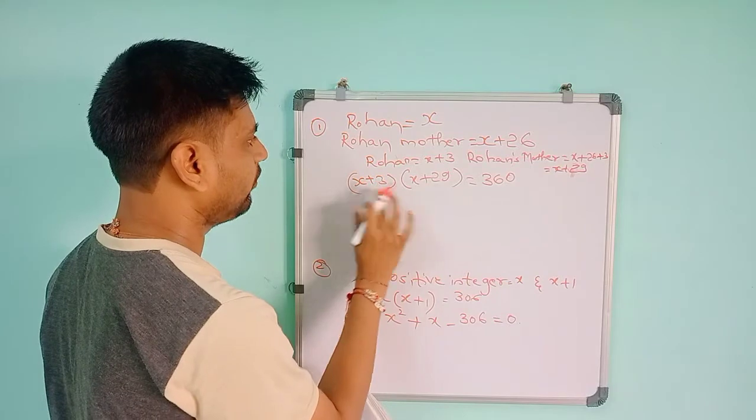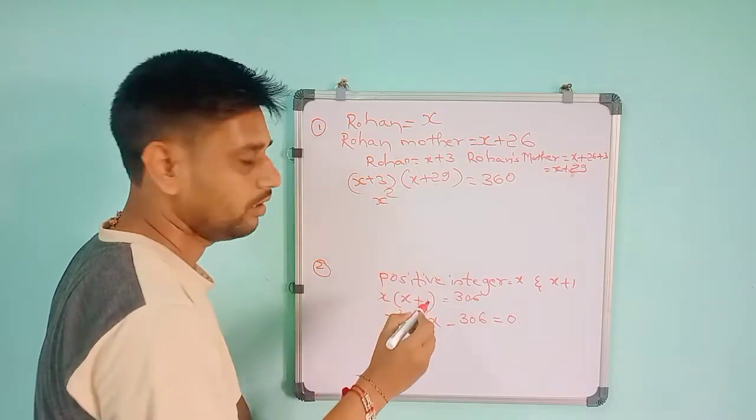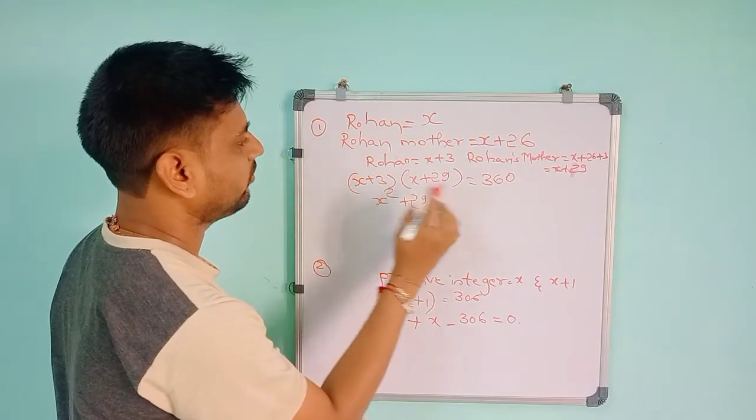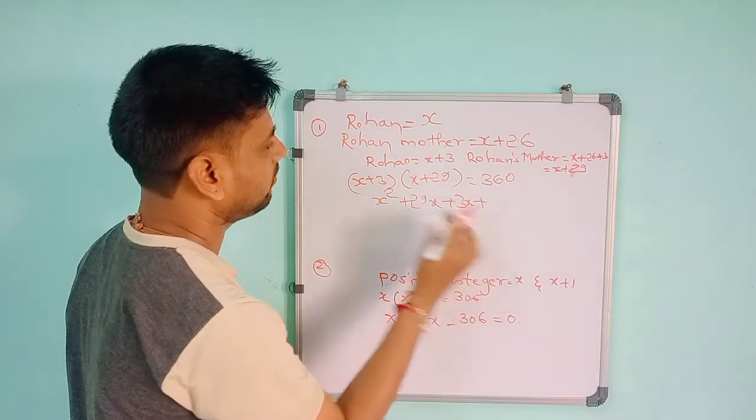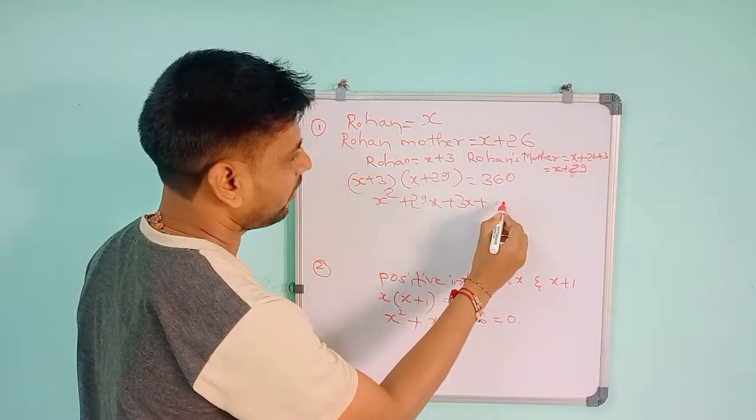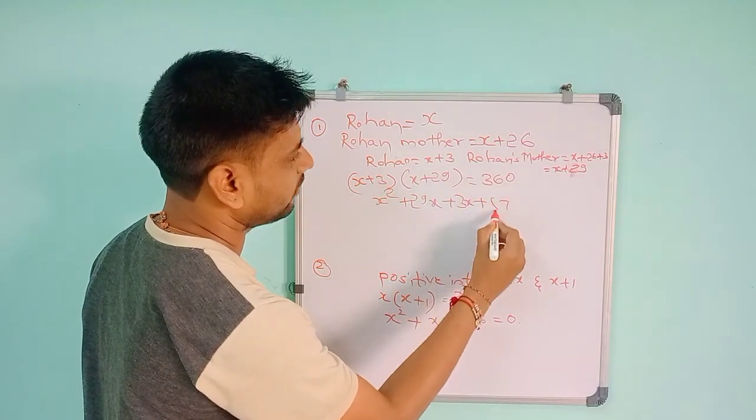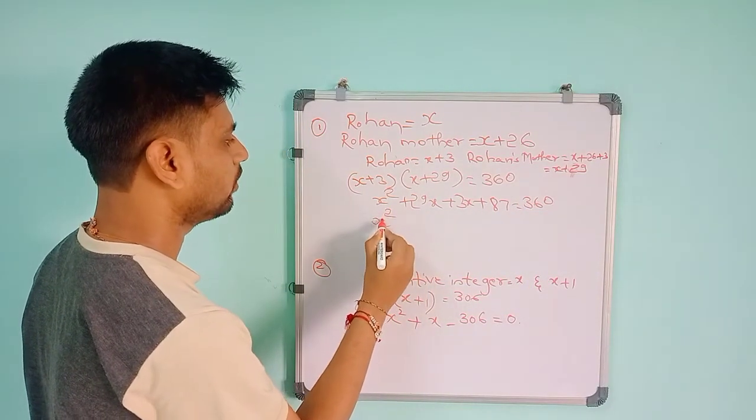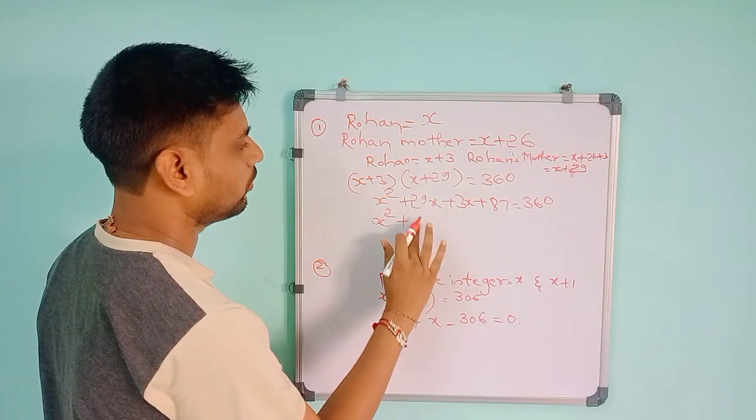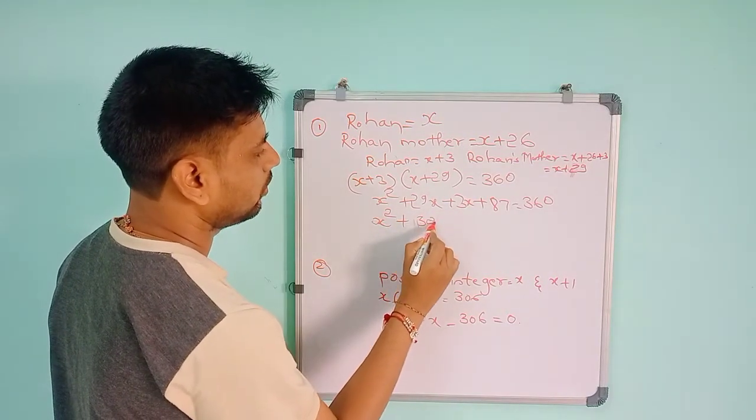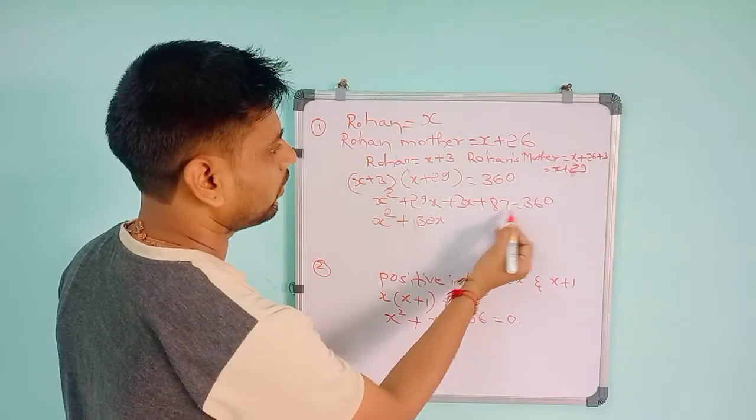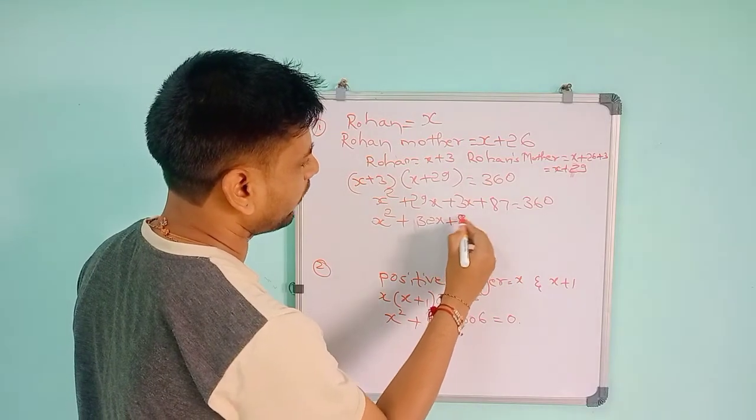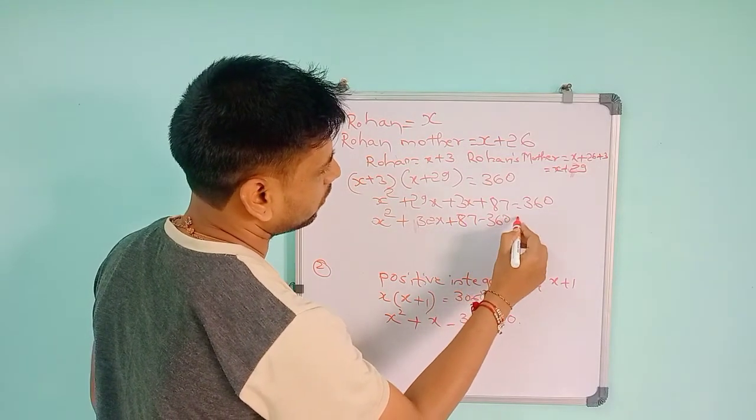So if you solve this one, x into x is x square, then x into 29 is 29x, then 3 into x is 3x, plus 3 into 29 is 87, equal to 360. So you keep x square as it is, 29x plus 3x is 32x. This one, plus is there, 87. If this comes over, it will become 87 minus 360 is equal to 0.